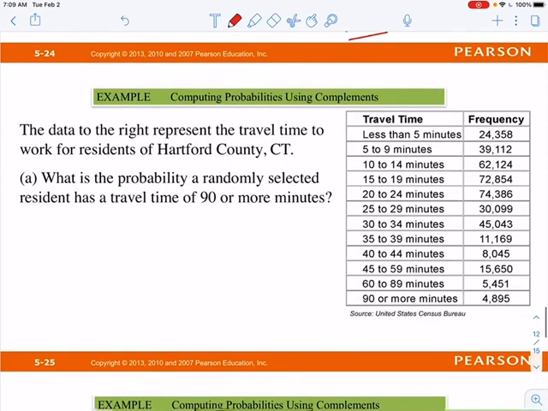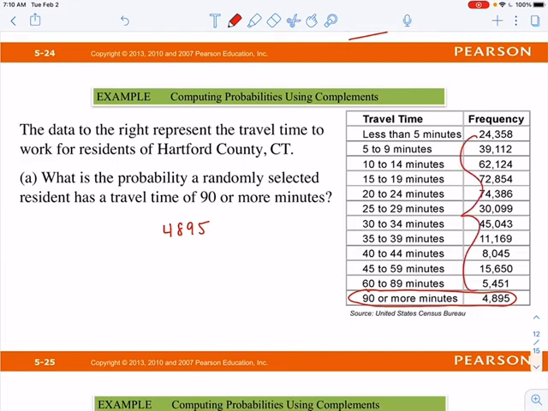Okay, so the data on the right represents the travel time to work of residents of Hartford County, Connecticut. What is the probability that a randomly selected resident has a travel time of 90 or more minutes? In this case, this one's going to be straightforward. There is my 90 or more minutes. So my top is going to be 4,895. And then I'm going to have to get my total number here, and to do that, I'm going to have to add straight down my frequency column.